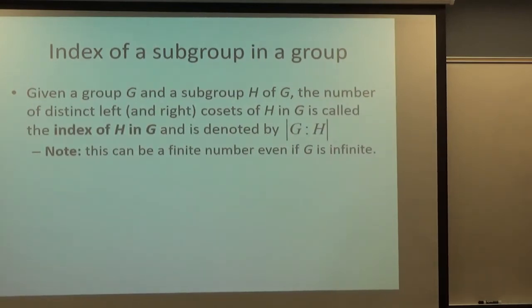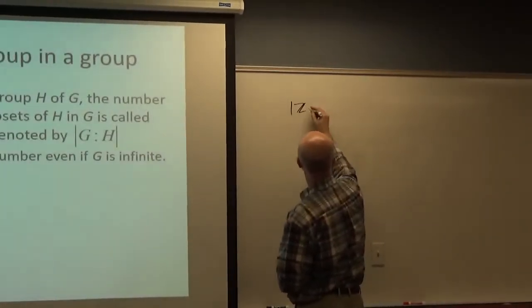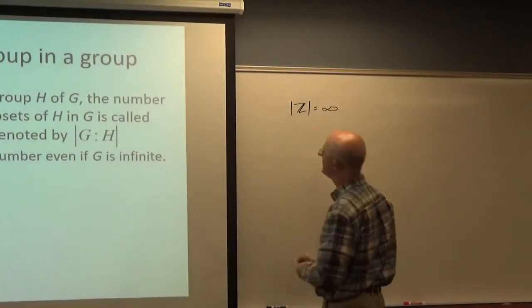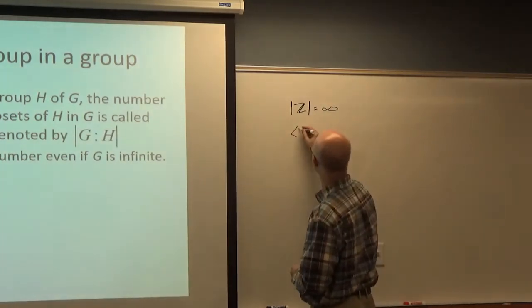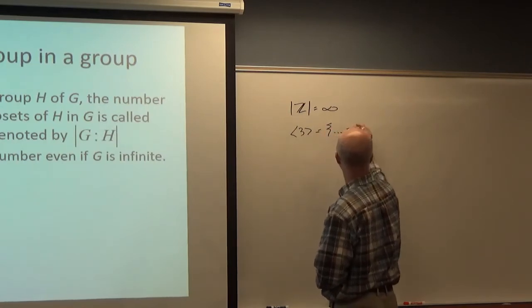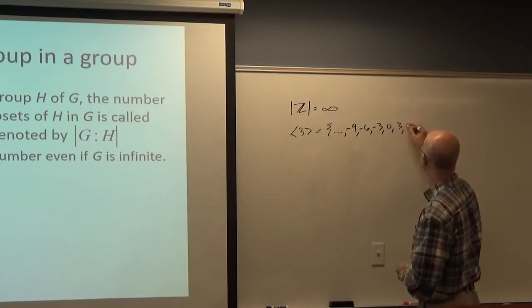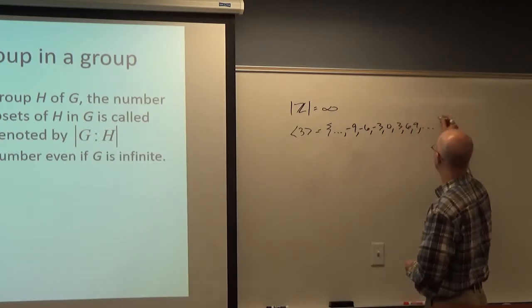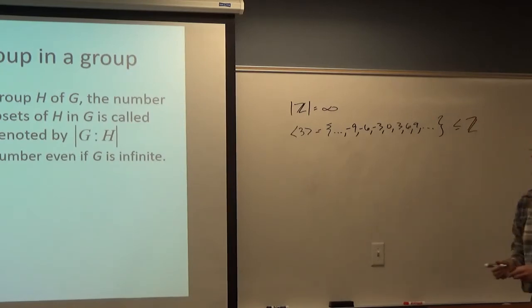Note this can actually be a finite number even if G is an infinite group. As an example, the group of integers under addition is infinite. But if you consider the cyclic subgroup generated by, say, 3, for example, that is a subgroup of Z that has finite index.